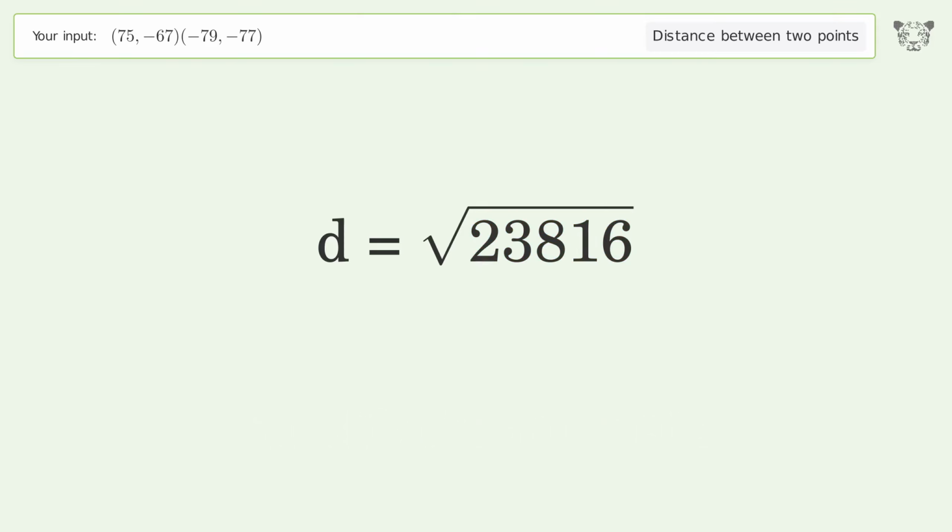And so the distance between the 2 points is the square root of 23,816, or 154.324.